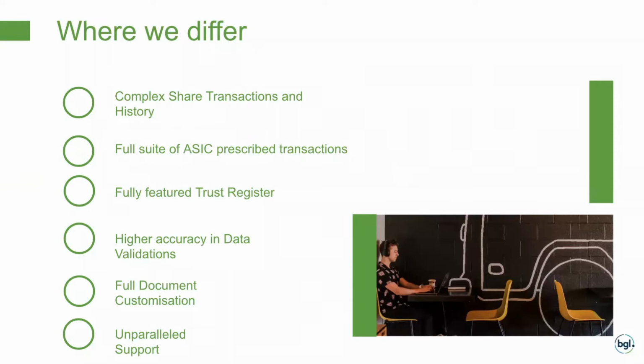All right, some of the key differences between what we do, or where we differ, is that with CAS 360, we can handle very complex share transactions. So it's not limited to just allotments and share transfers. You can process all of the fully prescribed transactions as allowed by ASIC. So things like buybacks, redemptions, and cancellations, and so forth can be processed within our software.